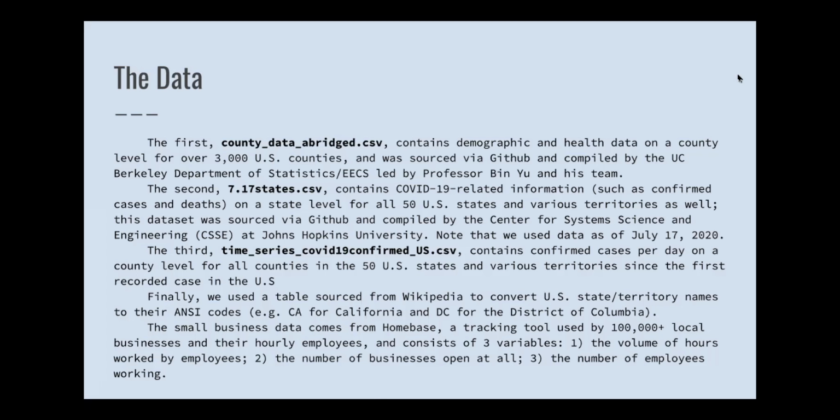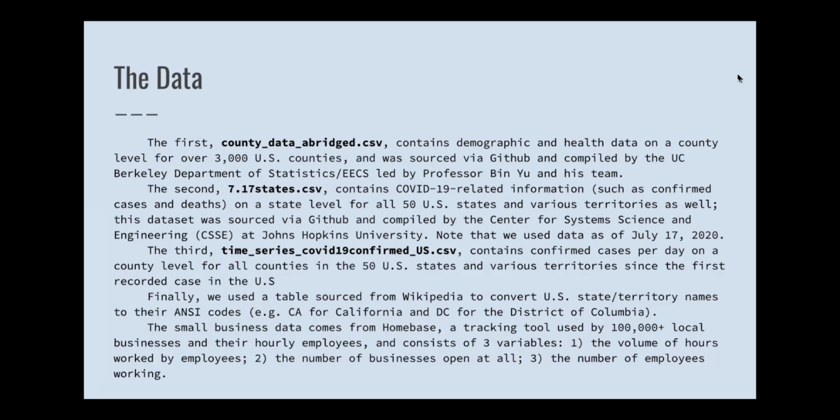The third dataset that we used was a time series dataset that contained confirmed cases per day on a county level for all counties in the United States and for various territories since the first recorded case in the United States. Finally, we used a table sourced from Wikipedia that contained all the ANSI codes for the US states and territories, which we used in our exploratory data analysis.